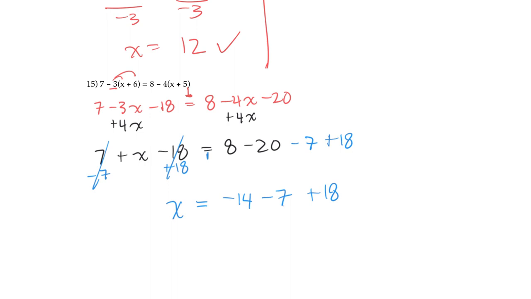Did I do that right? Oh, it's not 14, it's 12. I made that mistake when I was doing that on the test too. It's minus 12. Minus 12 minus 7 is negative 19. And negative 19 plus 18 is a negative 1.